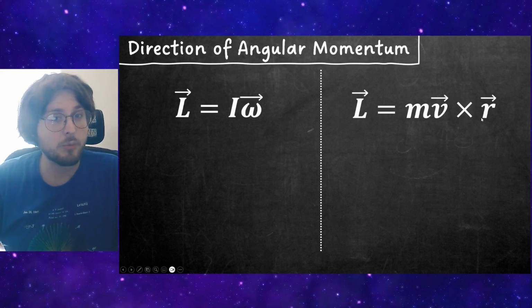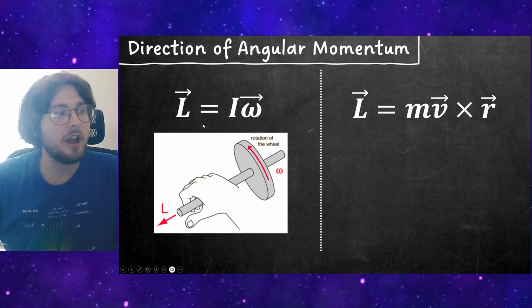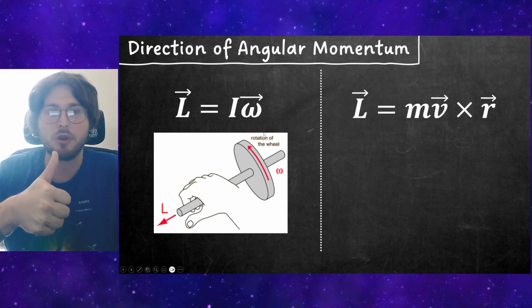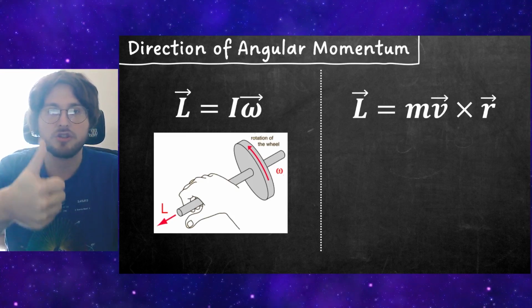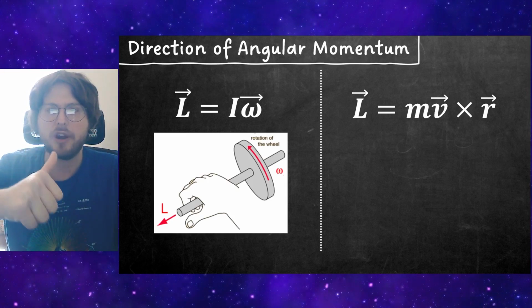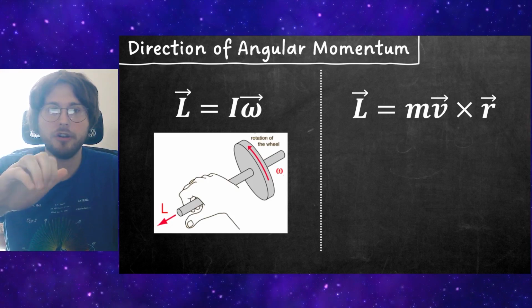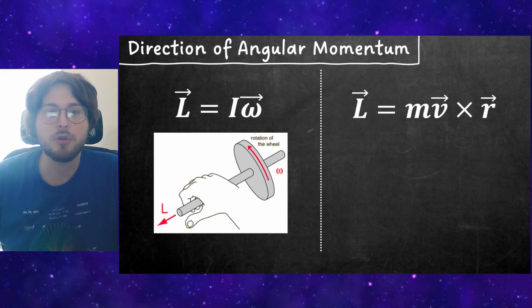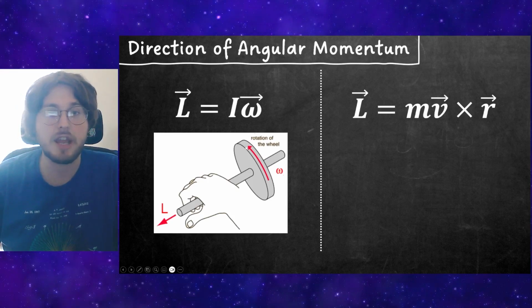In either case, we can use it in two ways. If you're using L equals I times omega, you make a thumbs up with your right hand so that your thumb aligns with the axis of rotation. Then you rotate your hand so that your fingers curl in the direction of the object that's rotating. Once you've done this, your thumb points in the direction of the angular momentum.